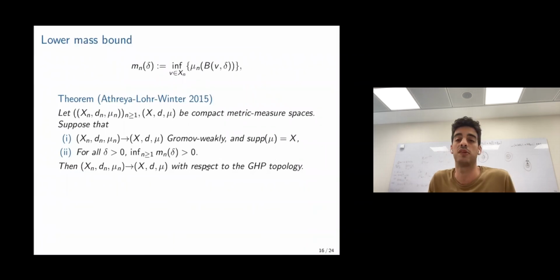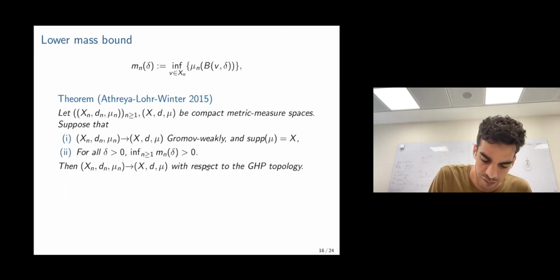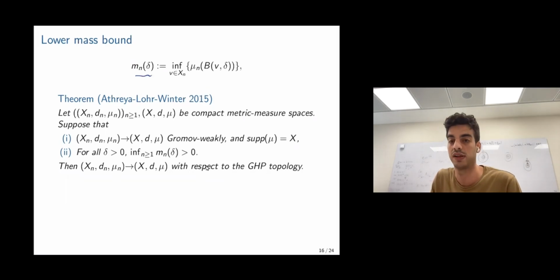So we start with a sequence of compact metric measure spaces that converge Gromov weakly, meaning that the distances converge to the distances in some limiting space, and which is of full support. And we want to strengthen this one. So the second condition says the following: let's define m and delta. For every n and for every delta, this will be the lower mass. And this lower mass is simply the infimal mass assigned by the measure to a delta radius ball centered at some element of the metric space.